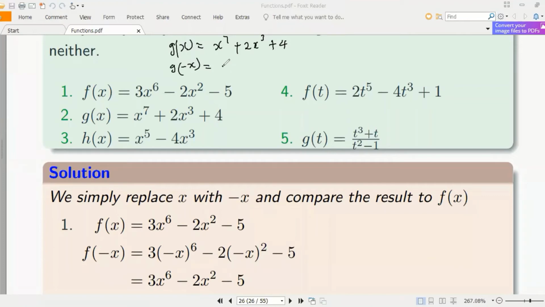So g of negative x would be negative x raised to 7, plus 2 times negative x raised to 3, plus 4. What will this give us? A negative raised to an odd number is negative. So negative x raised to 7 will be negative x raised to 7, and negative x raised to 3 will be negative x raised to 3, plus 4.